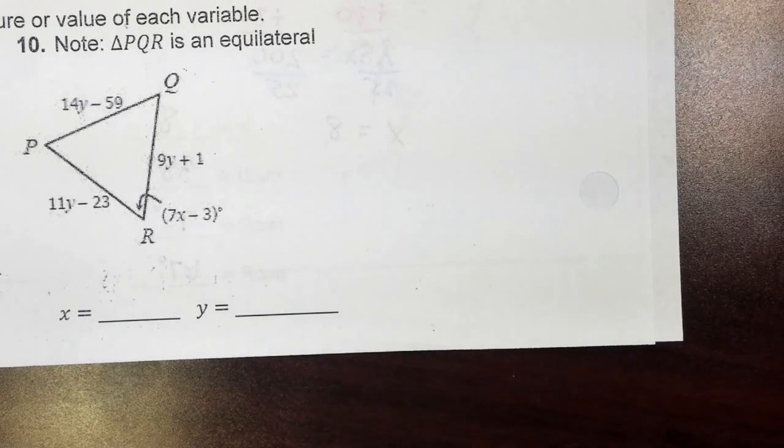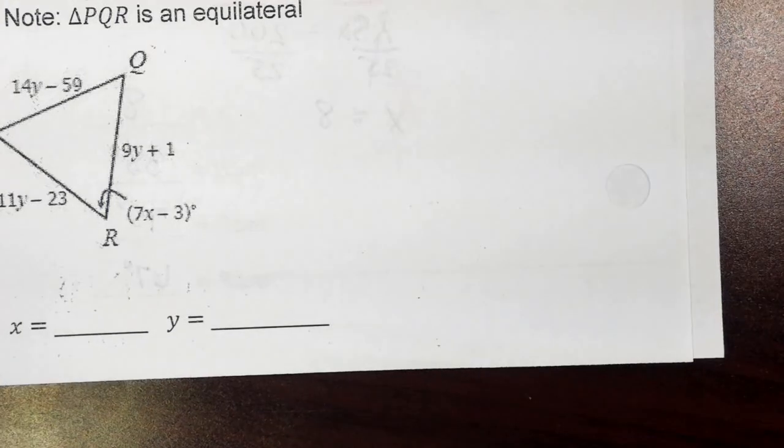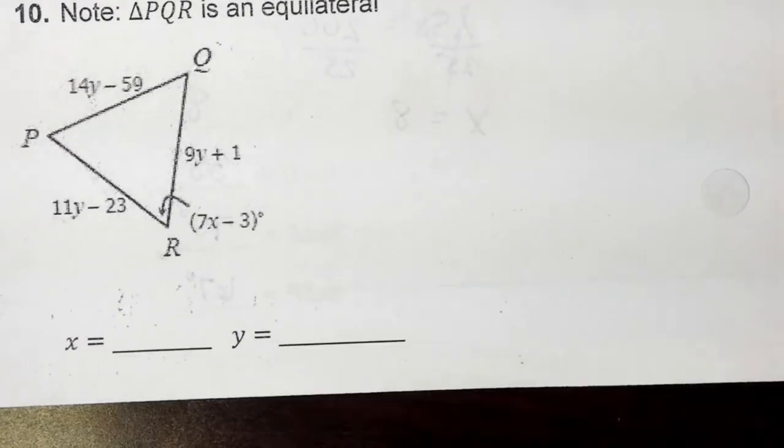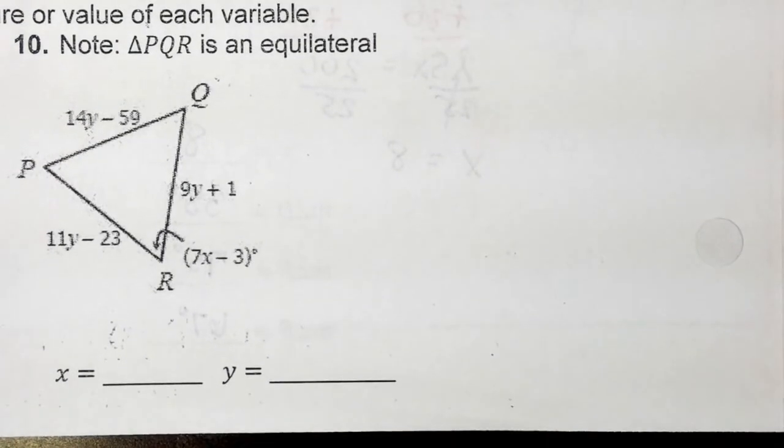Alright, next one. It says note, triangle PQR is an equilateral. That's the case, you can go ahead and mark that on your triangle. How do you mark that? With side markings. Show that all these sides are congruent, please.